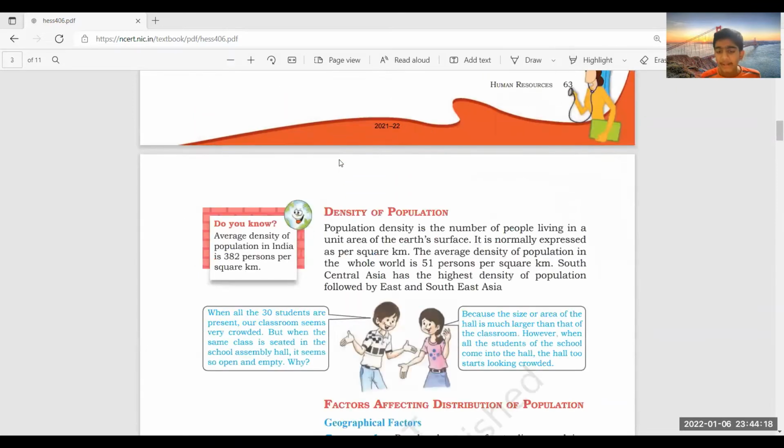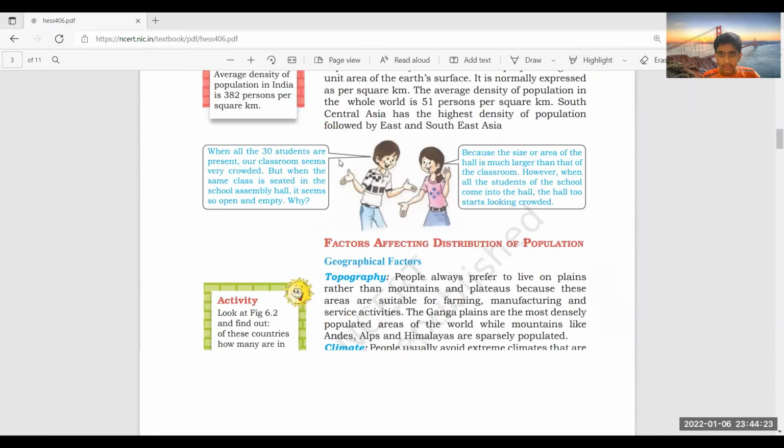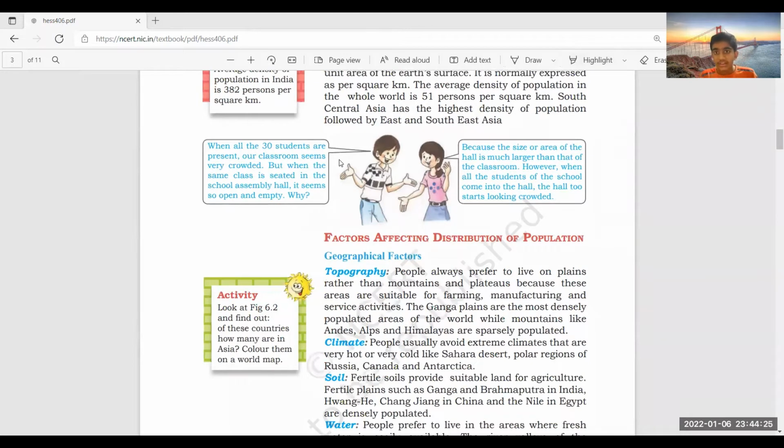It all goes on. Now, density of population means the number of people living in a unit area. Okay, now the average density of population in the whole world is 51 persons per square kilometer. Okay, and Central Asia has the highest density of population, followed by East and Southeast Asia.